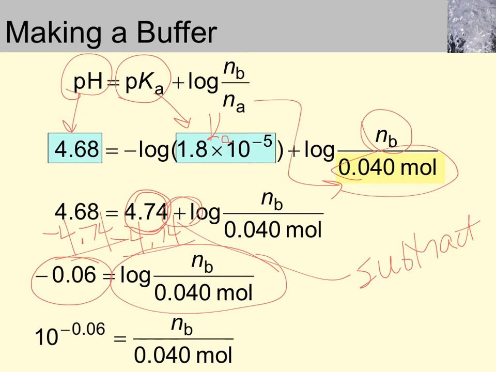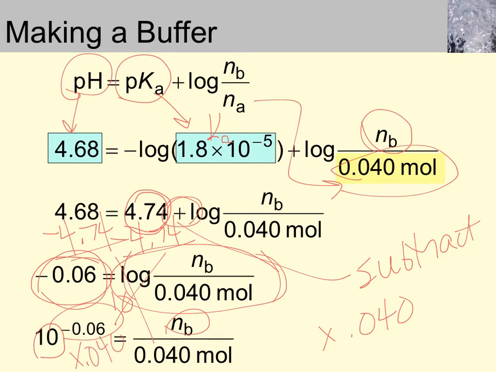Now you need to get rid of log. How do you do that? Well, it's log base 10, so you raise both sides as an exponent to 10. When you have 10 raised to log of anything, it cancels out the log. And so now you have 10 raised to the negative 0.06. Now, in order to get the moles of the base, you have to multiply both sides by 0.040.